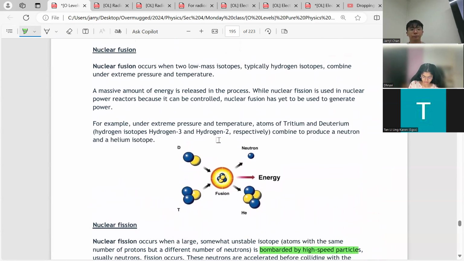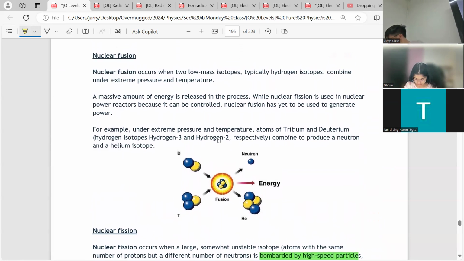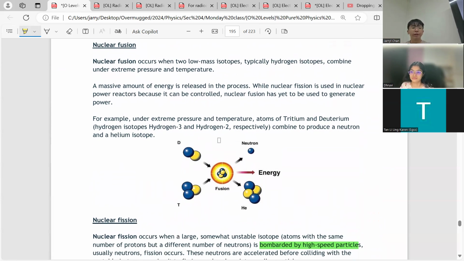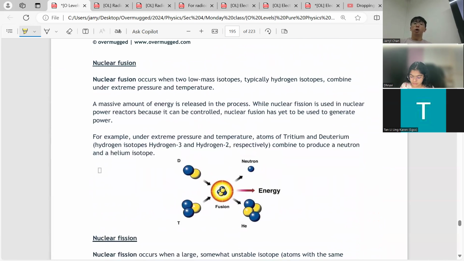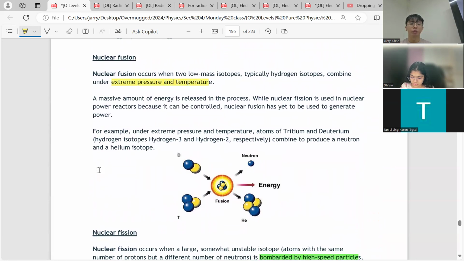Fusion, okay, nothing much I need to highlight for fusion. A way for you to remember fusion and fission is to think of food fusion, like Asian-American fusion. I need to combine two things together. That's why nuclear fusion is combining things together. But fusion requires extreme pressure and temperature.